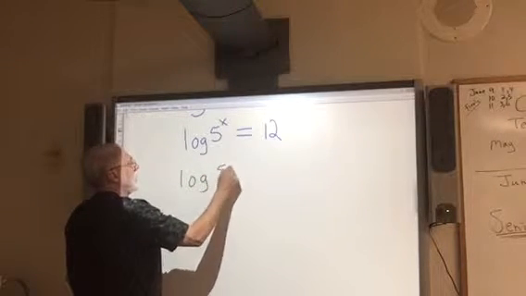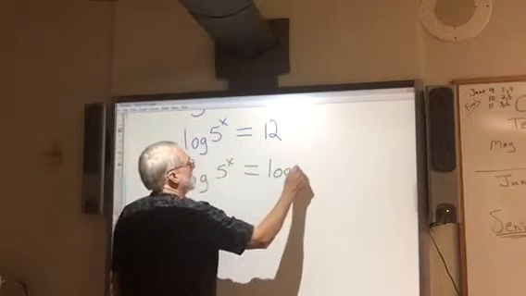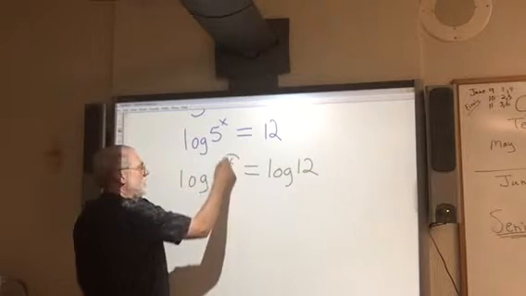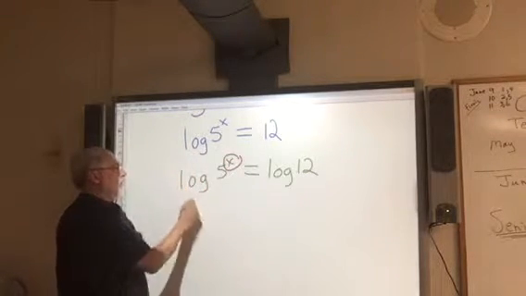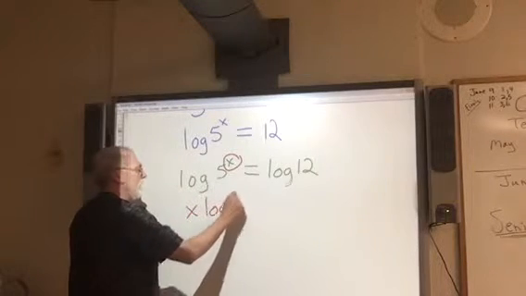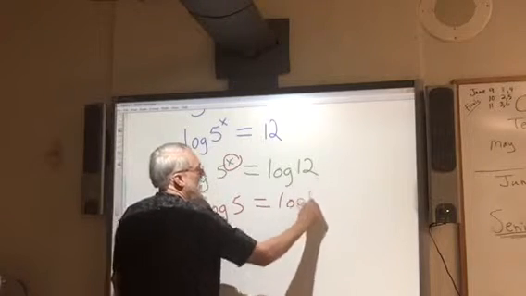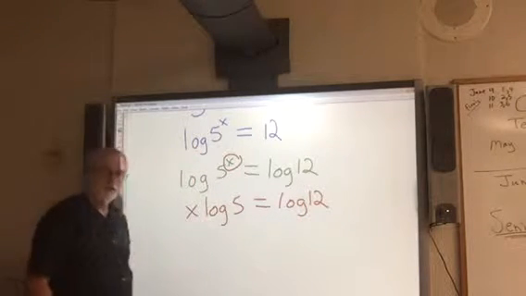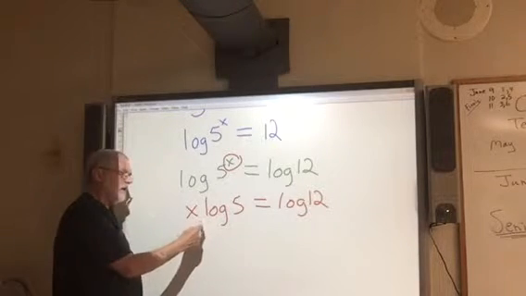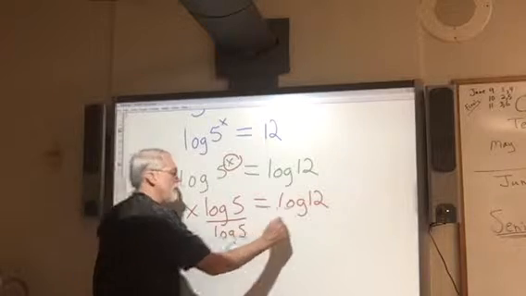log of 5 to the x equals log 12. And then we remember that rule about exponents. The exponent becomes the coefficient. So we have x times log 5 equals log 12. And just like all those other times when you try to solve certain problems like this, we're going to divide both sides by log 5.